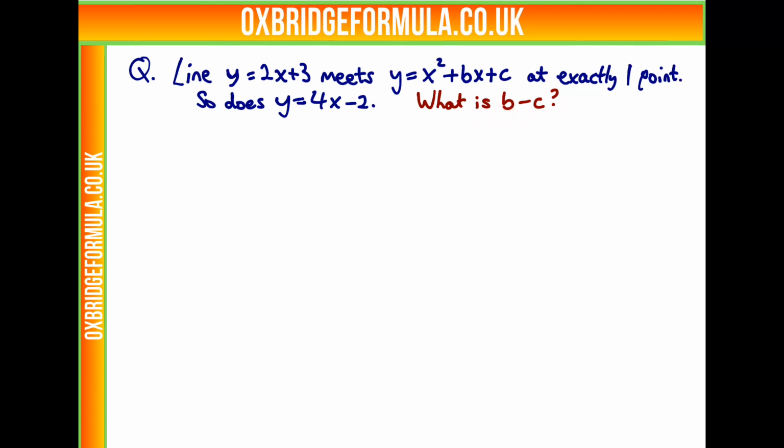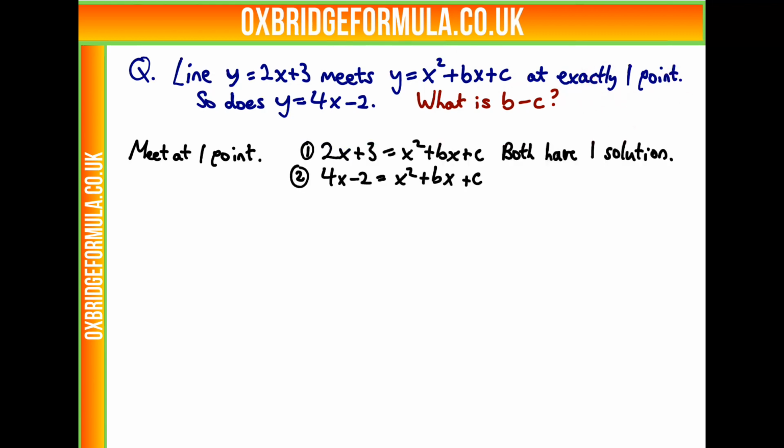Okay, so what does it mean for a straight line to meet this parabola at exactly 1 point? To have an intersection, the line equation and the parabola equation are solved simultaneously. So the x, y coordinate of the intersection solves both equations. The fact that they meet at exactly 1 point means that equation 1 and equation 2 both only have one solution. So how can we make use of this?